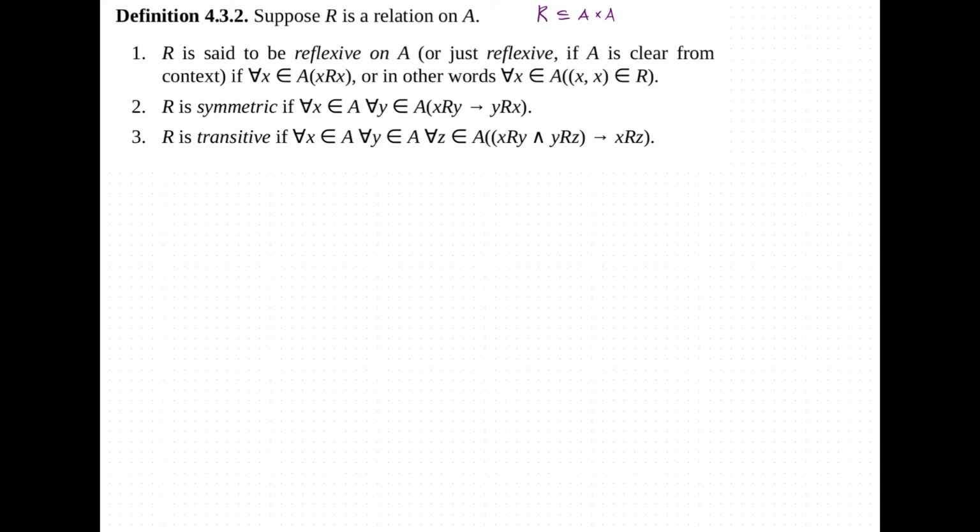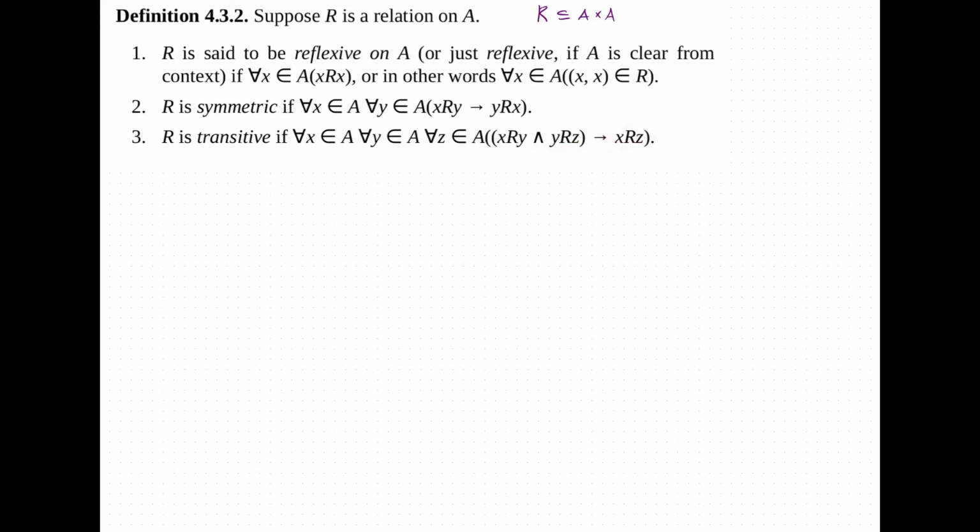Symmetric, so we say R is symmetric if for every single x in A, and for every single y in A, if we have that (x, y) is in R, then so is (y, x). And finally, transitive. Now we have for every single x, y, and z in A, if it is the case that x R y and y R z hold, then we have that x R z.